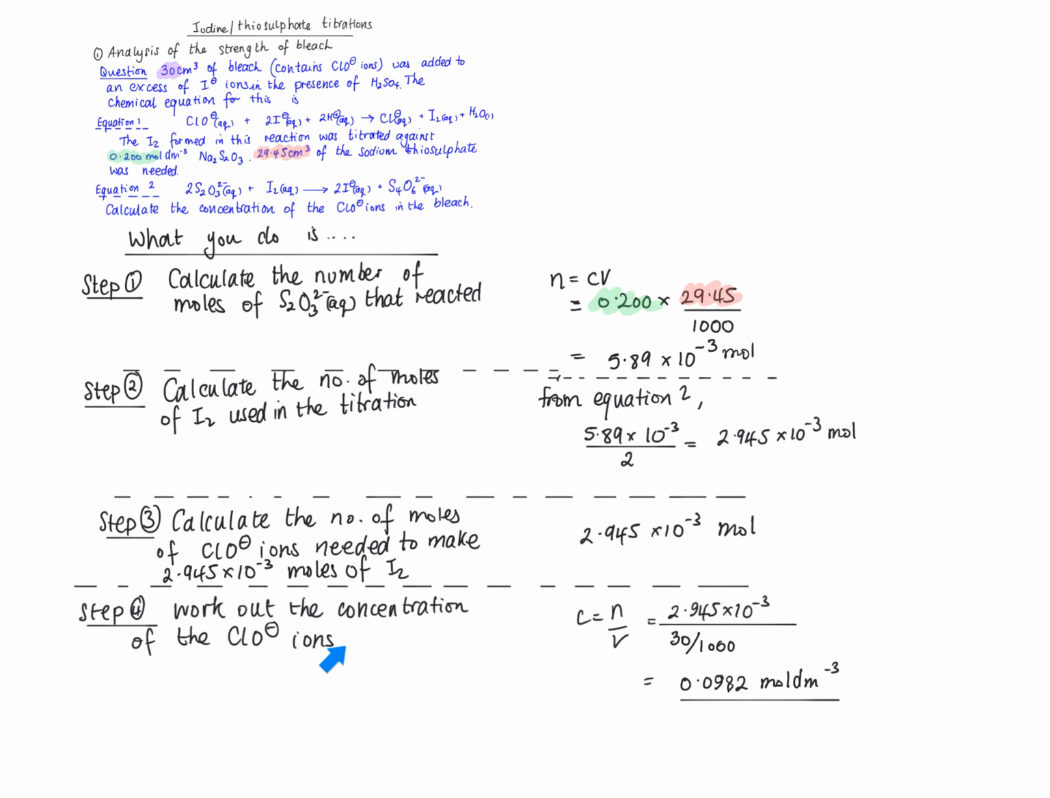Work out the concentration of the ClO- ions. So we know the number of moles of ClO- ions that reacted, which is 2.945 times 10 to the minus 3. We know the volume from the question, which is 30 centimeters cubed. So if we use n = CV, rearrange it to get C = n divided by V, the number of moles of the ClO- ions is 2.945 times 10 to the minus 3. The volume that reacted is 30 divided by 1,000. Remember, we need to put volumes in decimeters cubed. If you plug those numbers into a calculator, you get the answer, which is 0.0982 moles per dm cubed. And that's the answer to the question.